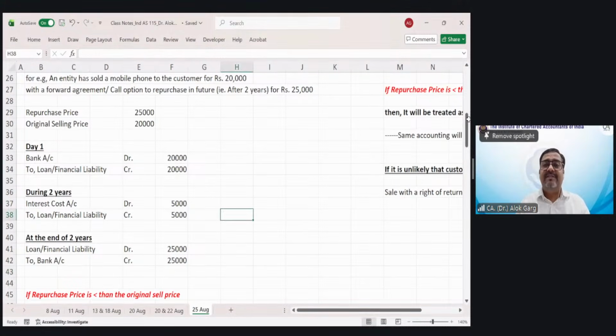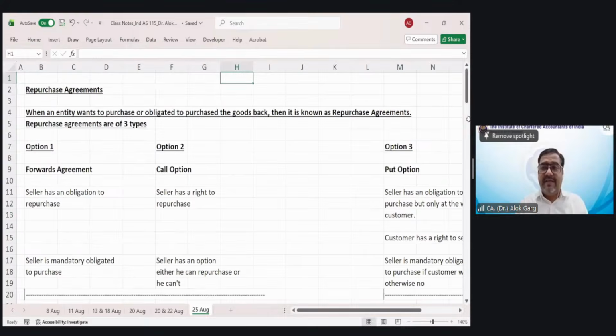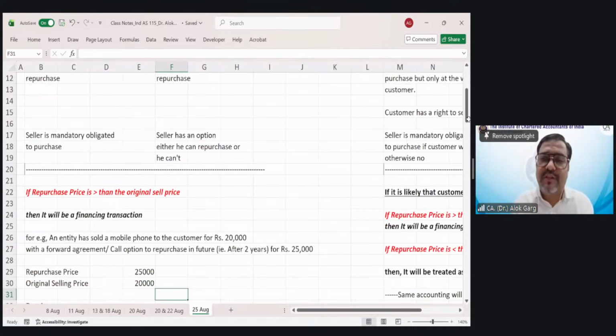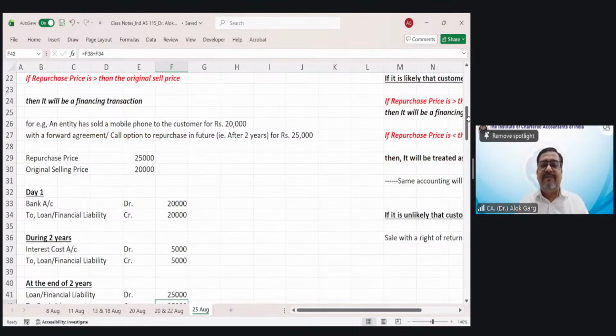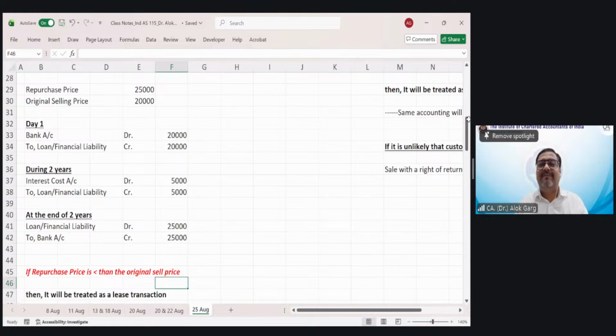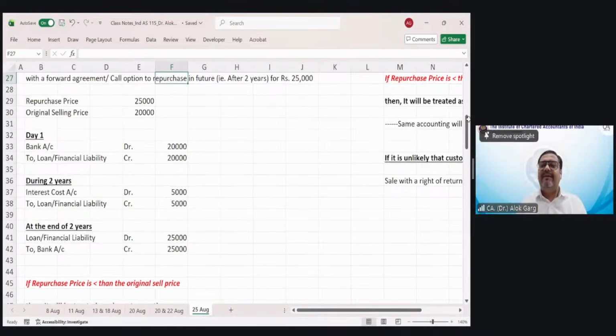So my dear friends, if the seller has an obligation to repurchase or the seller has decided to repurchase, in that case, if repurchase price is more than the original selling price, it will be a financing transaction, not a sale with the right of return. Now, if the repurchase price is less than the original selling price, then what will happen? For example, I went to Rohan and I told Rohan, this is the mobile phone. Please keep this mobile phone with you. Okay. And please pay me 20,000 rupees.